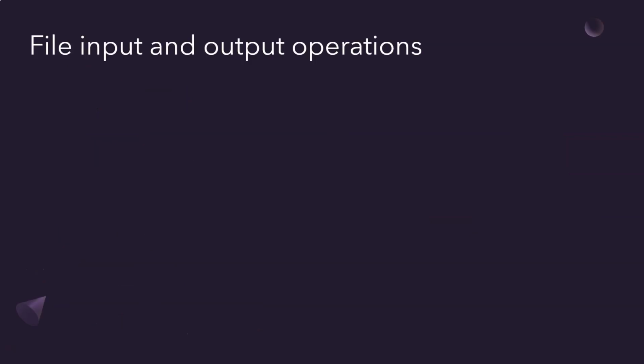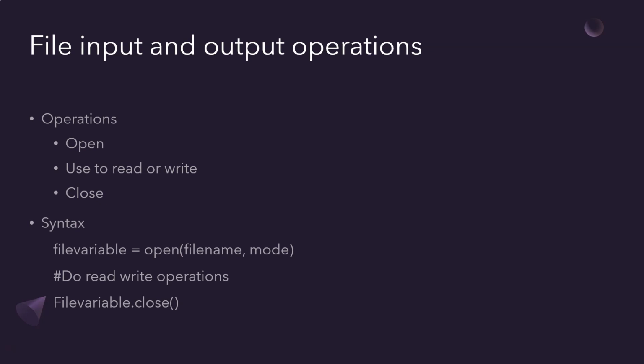So, file input and output operations. To perform an operation on a file, we need to do 3 mandatory steps. One is opening the file, then using the file to read or write, and then closing the file. And here is the syntax. We create a variable, it could be any variable, and we say it is equal to open, file name and a mode.